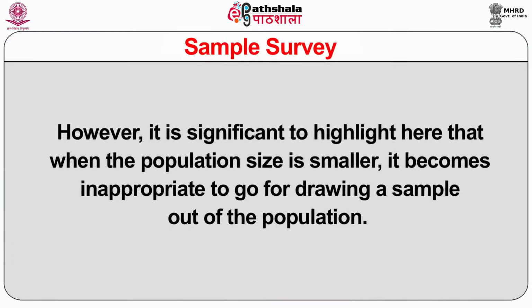Besides, sometimes it is also not practicable to investigate each item of the target population, and many times it is indeed a practical approach where adequately accurate results are drawn by studying just a part, which is called a sample, out of the total population that represents the whole population. In such a scenario, the researcher should never go for a census survey, but instead opt for studying a part of the population, that is the sample only. However, it is significant to highlight here that when the population size is small, it becomes inappropriate to go for drawing a sample out of the population.